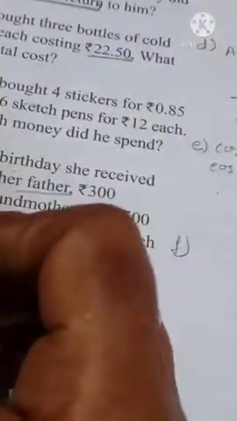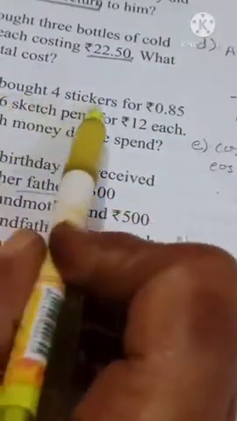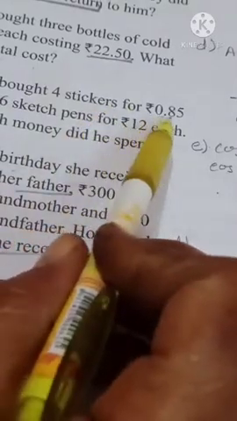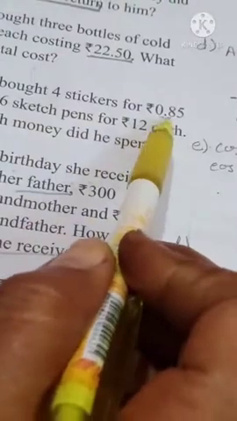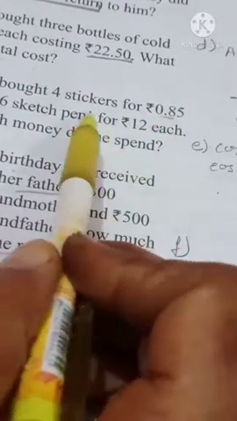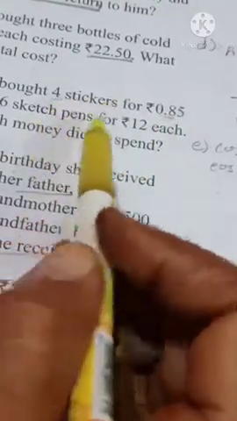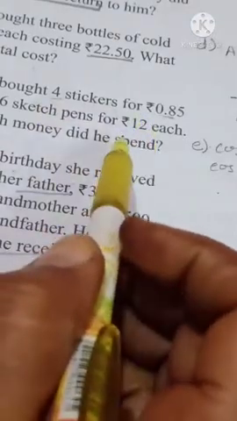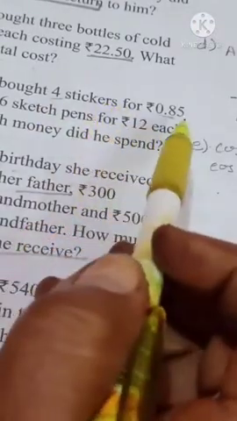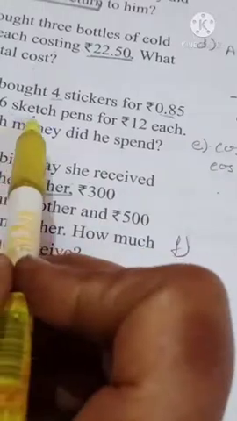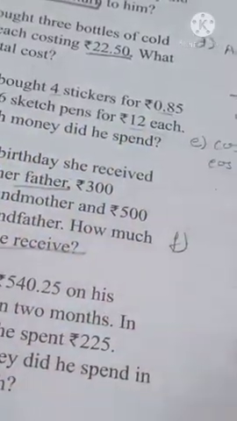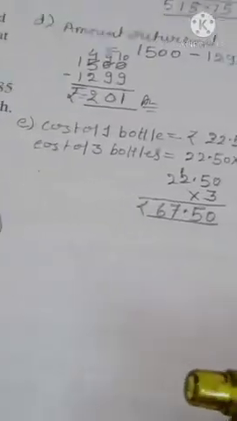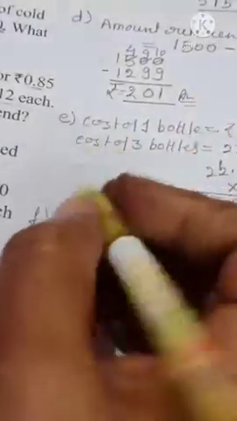What is that? Abhijay bought 4 stickers for rupees 0.85 each. One sticker costs this, and he has bought 4 stickers. So for 4 he has to pay more amount for that. Okay. And 6 sketch pens for 12 each. How much money did he spend? See, beta, how you will do this question.